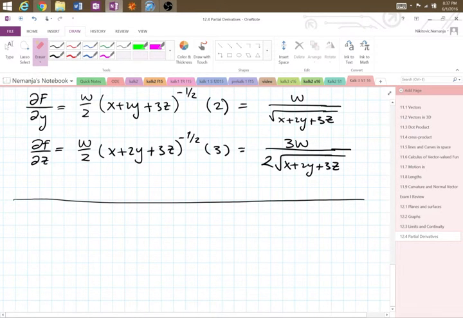So let's take a look at second partial derivative, third partial derivative, and so on. Let's start with a vanilla problem.